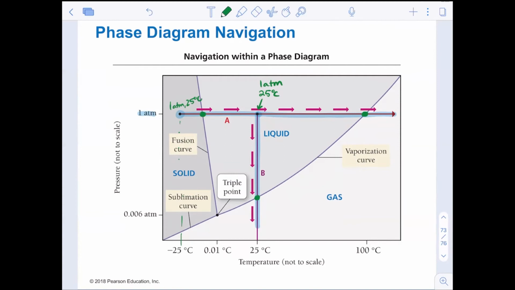Or if I give you just a point, hey, at 1 atm and 75 degrees Celsius, what state are you in? Well, you'd say, okay, well, Lauren, this isn't drawn to scale, but I'll estimate 75 degrees Celsius and go all the way up to 1 atm. Hey, I'm a liquid. That's how you would read this type of diagram. I expect you to be able to label solid, liquid, gas, vaporization curve, fusion curve, and sublimation curve, and of course the triple point as well.